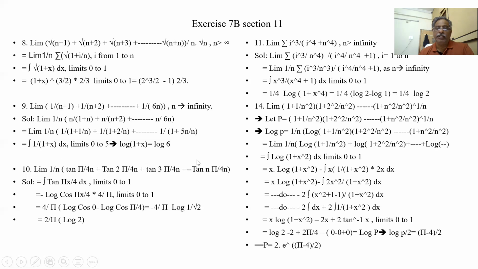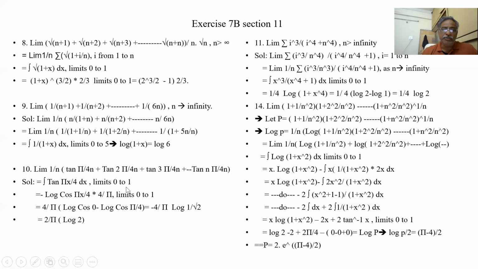It's simply integration of tan pi by 4 x dx, limits 0 to 1. At n by n it is 1, so tan pi by 4 is 1. So what is the integral of tan? Log minus log cos pi x by 4, divided by pi by 4, because 1 by cos into sine. So we can get tan. So plus minus has to be taken care of.